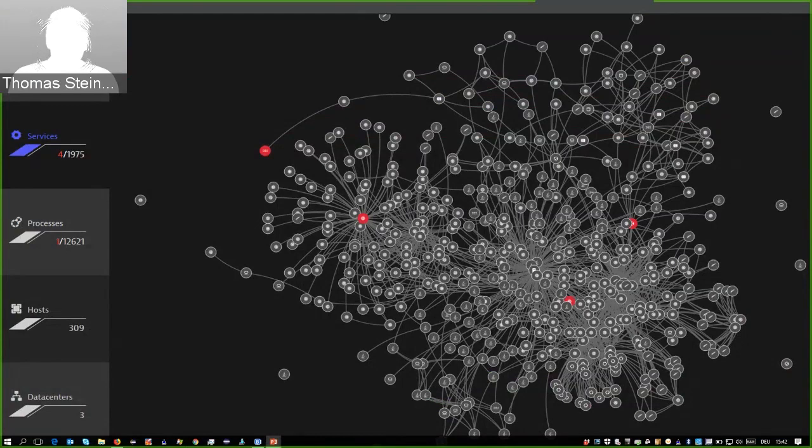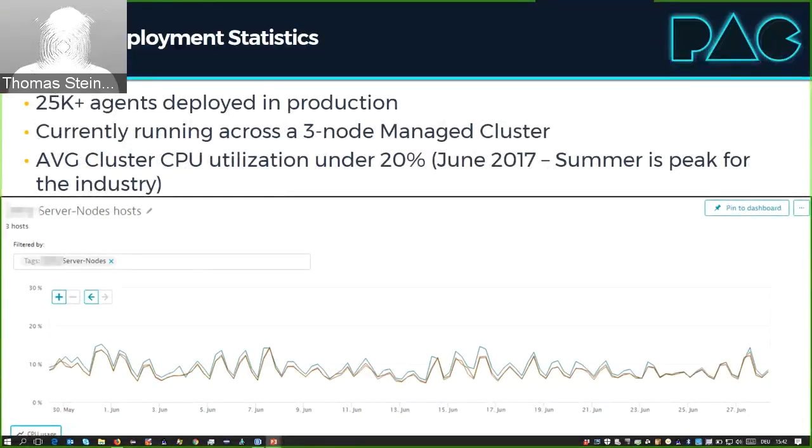Looks quite interesting. If you look at the deployment statistics for this particular customer, it's a 3-node managed cluster, so nothing fancy in the sense that we need over 100 nodes or something like that. It's a 3-node managed cluster with 3 capable machines. The customer has deployed around 25,000 agents here in production, and we are quite safe regarding CPU utilization, for instance. So that's just an example here.